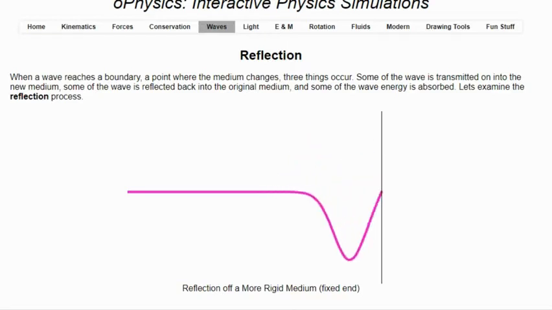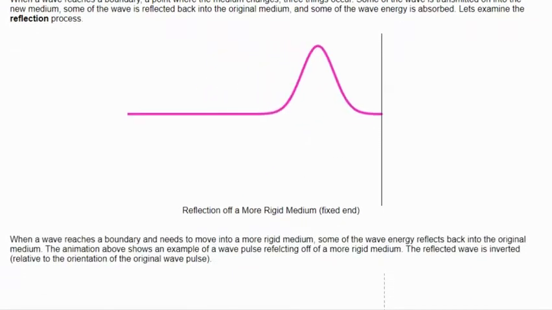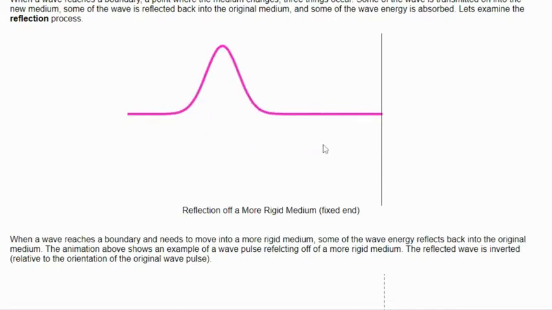And when that pulse hits that boundary, some of the wave energy will be reflected. And you can see from this particular example, it's going to be an inverted or flipped upside down reflection. Okay, you can see that some of the wave energy reflects back, shows the example of the pulse reflecting off. The reflected wave is inverted. So it comes in on top and it comes back out on the bottom.